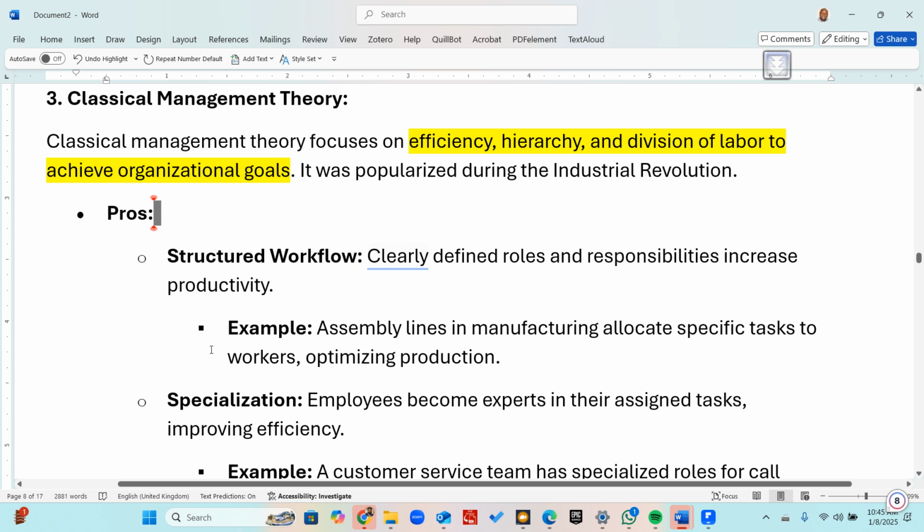The key pros of this structured workflow: clearly defined roles and responsibilities increase productivity. For example, assembly lines in manufacturing allocate specific tasks to workers, optimizing production. Specialization, because it talks about division of labor. Efficiency is where the structured workflow comes in, relating it with the key focus of classical management theory. When you understand division of labor or specialization, employees become experts in their assigned tasks, improving efficiency.